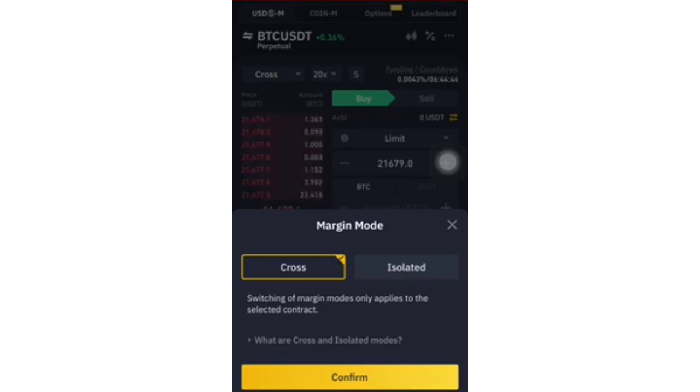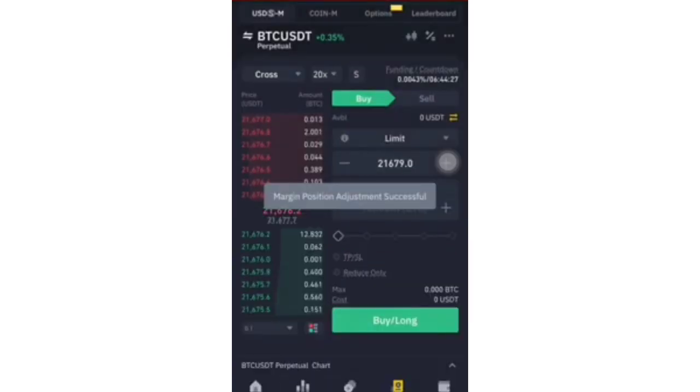While cross, you can actually trade more than one pair using a particular account. You may not understand what I'm saying, but just have it at the back of your mind, get the book, write it down. As time goes on, you get to understand. So we're going to choose isolated. Okay, so you confirm isolated.